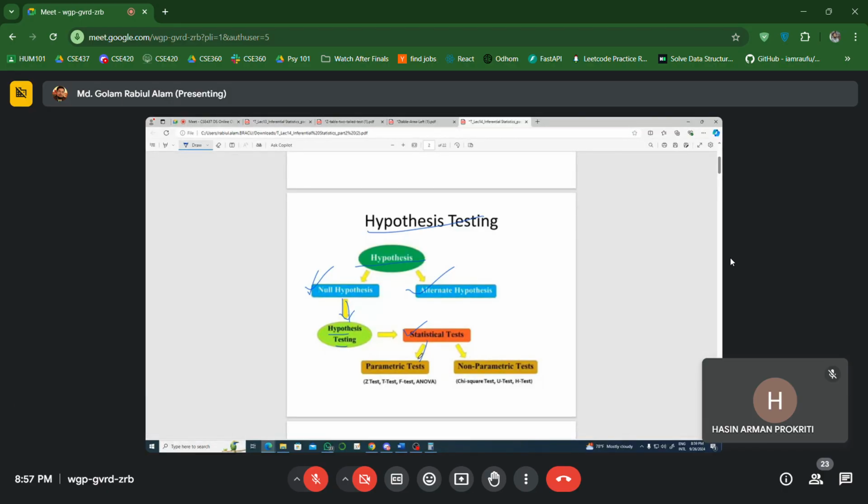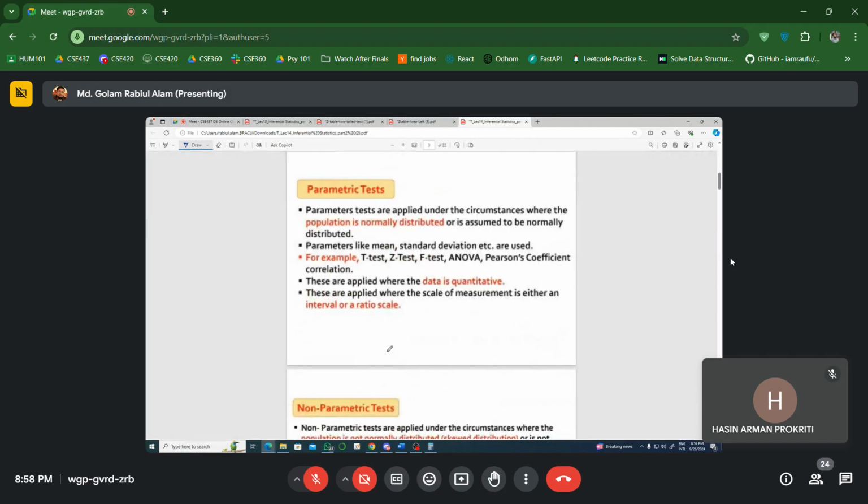Hypothesis testing actually divides into two types. One is called the parametric test and the other is called the non-parametric test. The parametric tests are the Z test, T test, F test, and ANOVA. The chi-square test, U test, and H test are called the non-parametric tests. Then why is it parametric and why is it non-parametric?